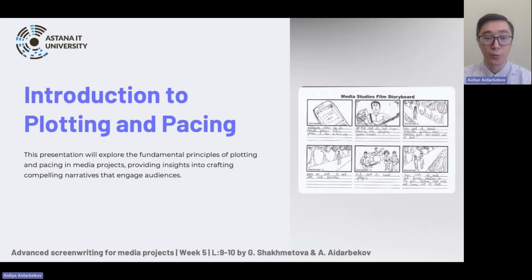Today we are on week number 5, lectures number 9 and 10, and we will discuss plotting and pacing. So, an introduction to our plotting and pacing structure. Today we will explore the fundamental principles of plotting and pacing in media projects, providing insights into crafting compelling narratives that engage audiences. So let's start.